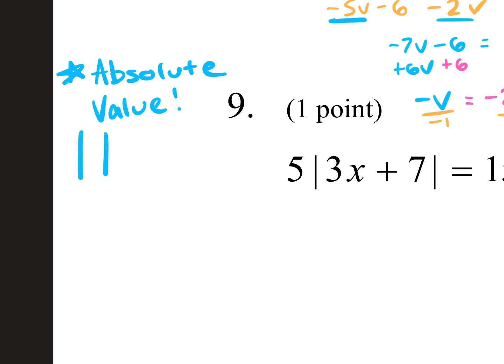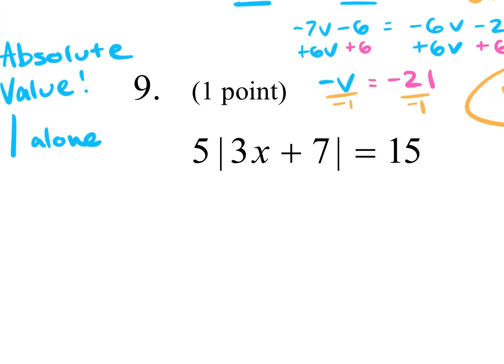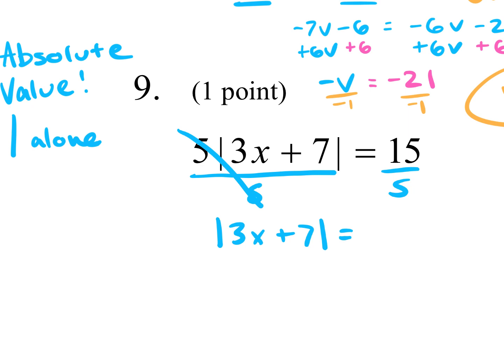So we get the bars alone. That's step 1. So we have to get the absolute value bars all by itself. So my absolute value is being multiplied by 5. How do I move the 5 to the other side? Divide. The opposite of multiplication would be division, so I have to divide it. So remember, you always do the opposite. So now I have the absolute value of 3x plus 7 is equal to, what's 15 divided by 5? 3.